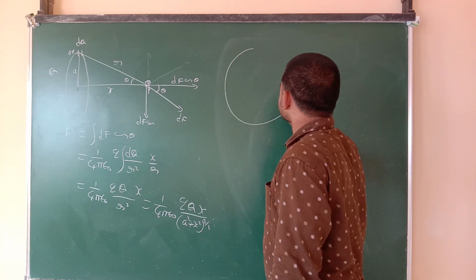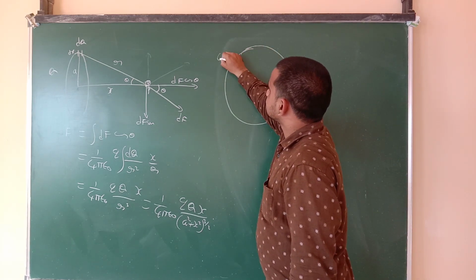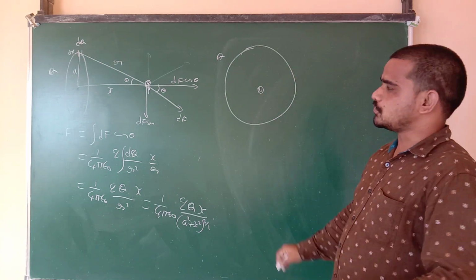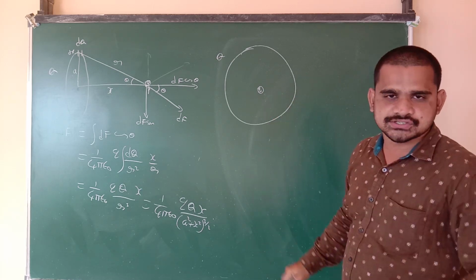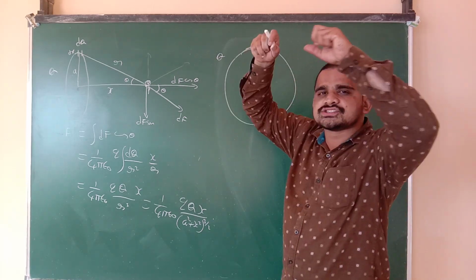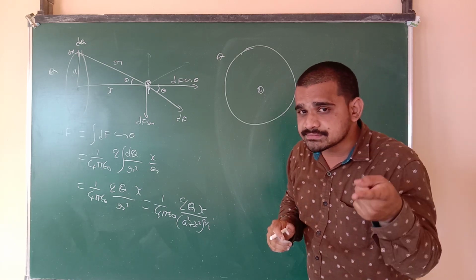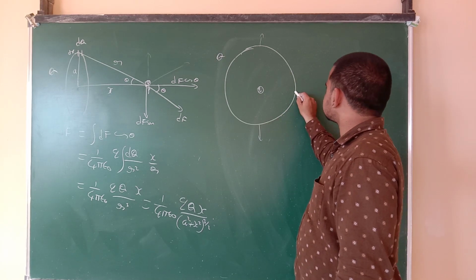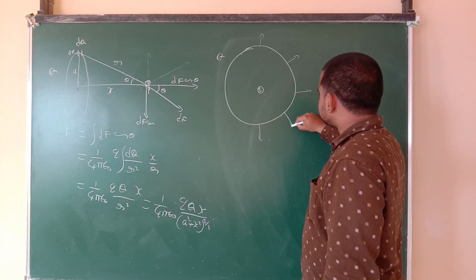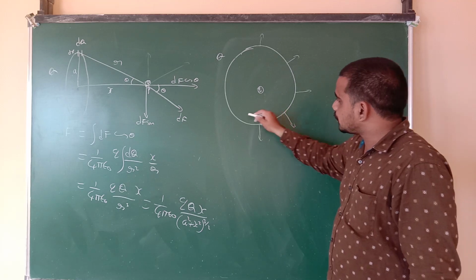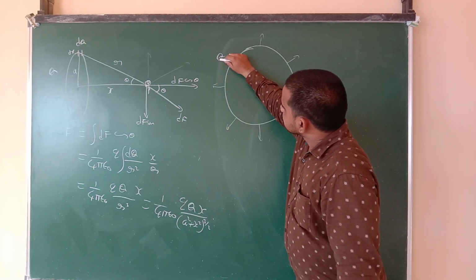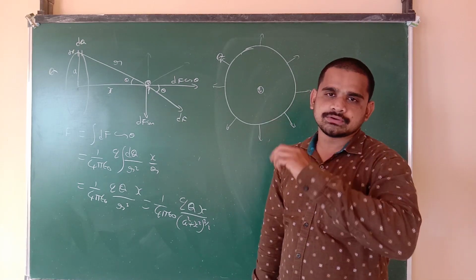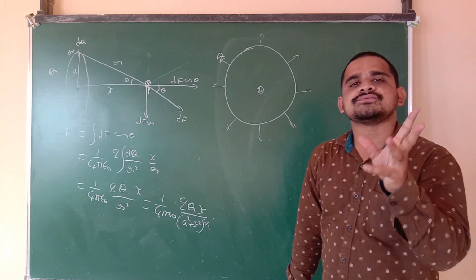So this is the charge capital Q, and small q I am keeping here. What is the force acting on this? Net force is 0, correct? Of course, in all directions the force is acting, but the resultant becomes 0. This charge will apply a force in this direction, here in this direction, in all directions. So the resultant becomes 0. Got it here? At the center the force is 0.